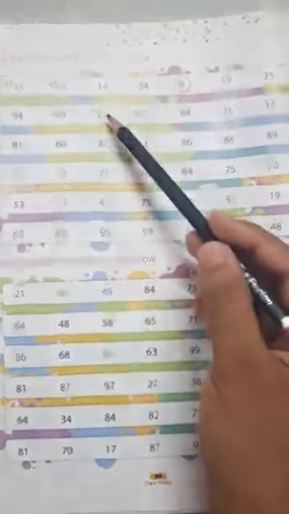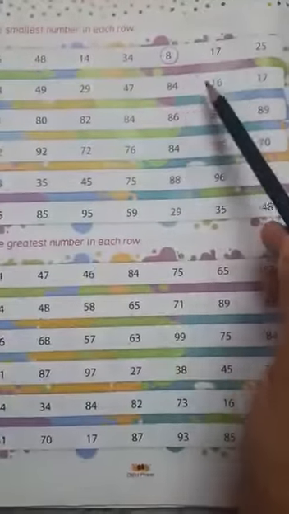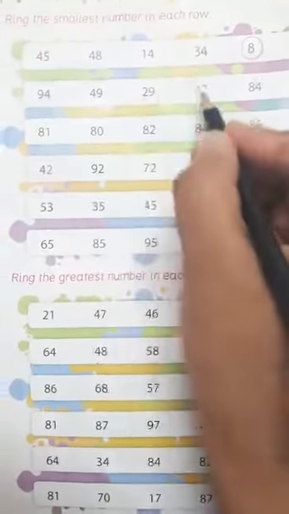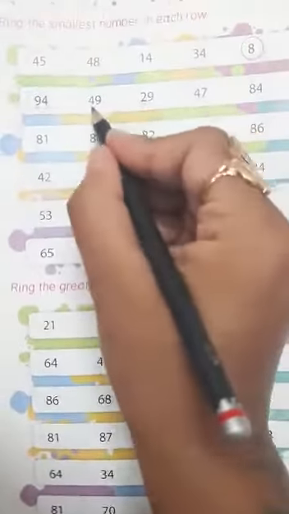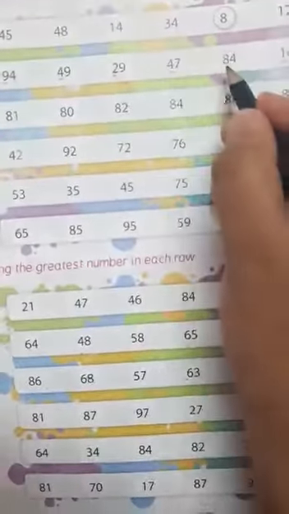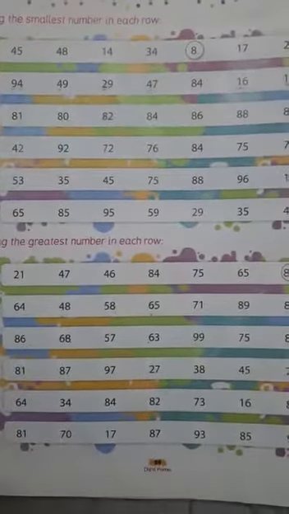Here you can see the numbers 94, 49, 29, 47, 84, 16, and 17. From this, we have to find out which is the smallest number. So kids, only see the number written in tens. These numbers which I am underlining: 9, 4, 2, 4, 8, 1, 1. So among these, while counting, the first number that comes is 1. So here 1 is the smallest number.